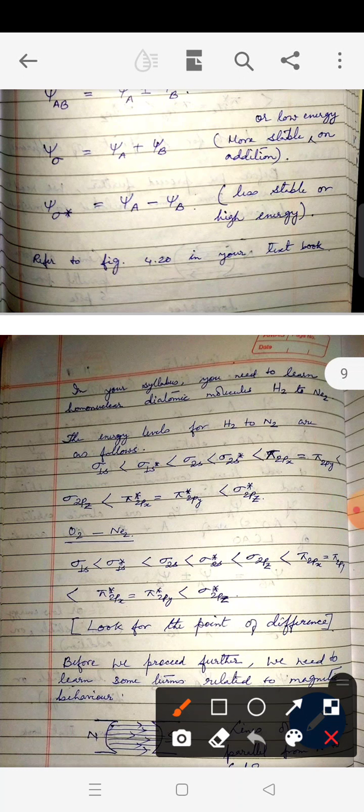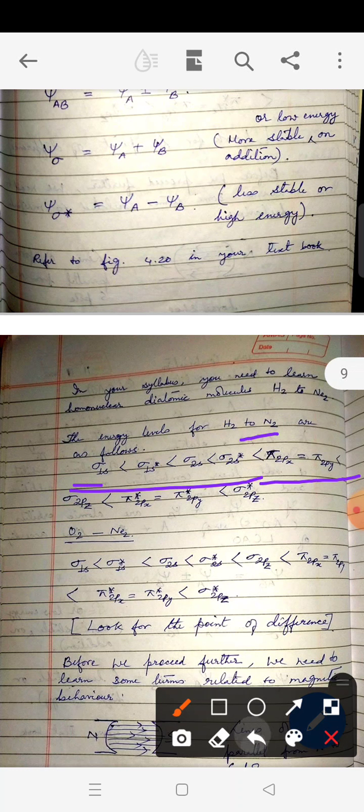You see here, till nitrogen, hydrogen to nitrogen, we have to follow this: sigma 1s followed by sigma star 1s, then sigma 2s, then sigma star 2s. This is common for all. Then comes pi 2px, pi 2py, then sigma 2pz, then pi star 2px, pi star 2py, and lastly the highest energy is sigma star 2pz.